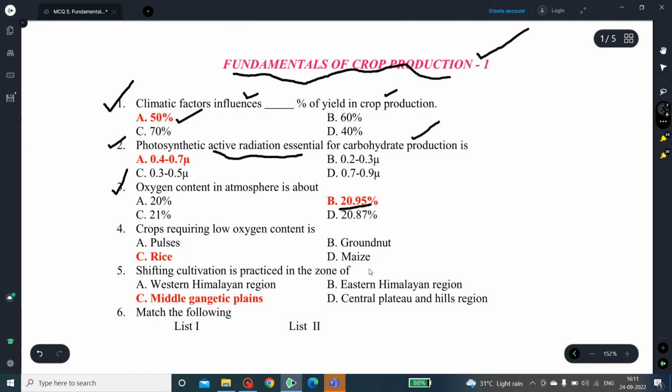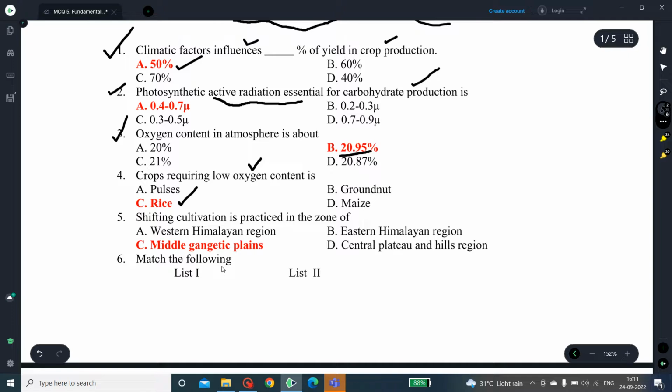The fourth question: the crop that requires low oxygen content. Which crop? That crop is rice, because the seed is sown in submerged conditions, and even under this situation the seeds germinate utilizing the low oxygen content.